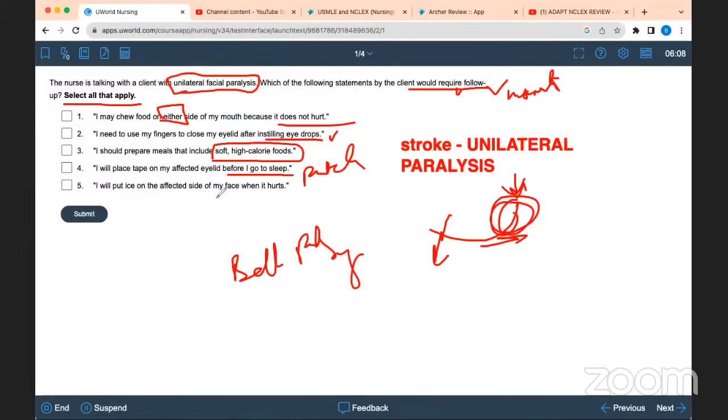I'll put ice on the affected side of my face. No, cold stuff will cause you pain. That's why they should avoid anything on your face that will cause pain. So the right answer is 1 and 5. I think most of you get it. Any questions? And that's the way to break down the answer choices.